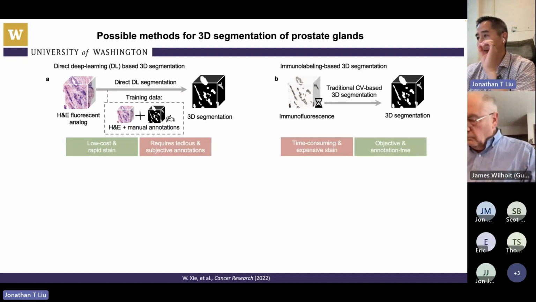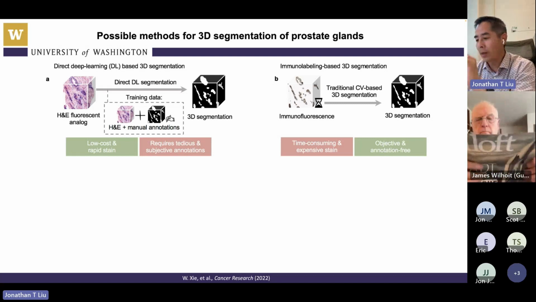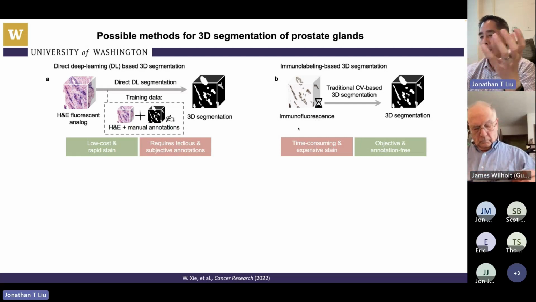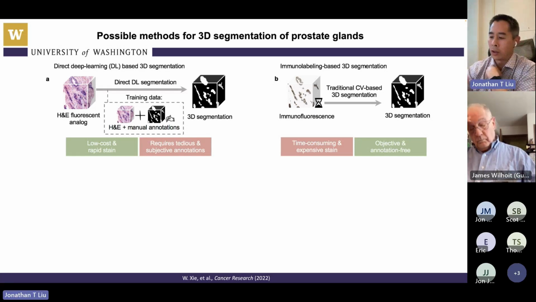Another approach is if we can label the glands directly with an antibody. So these are specifically labeling just the glands. We can do that, but it's very time consuming and expensive. These antibodies are expensive and they're large molecules that don't diffuse quickly into tissues. Unlike our H&E analog, these are small molecules, dyes that diffuse into the tissues within minutes, within a few hours, we can stain the tissue. With large antibodies, unfortunately, it takes weeks for us to stain thick tissues.